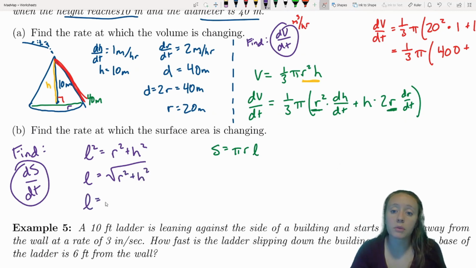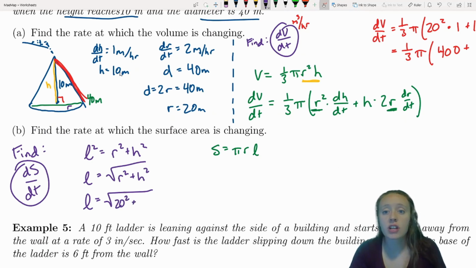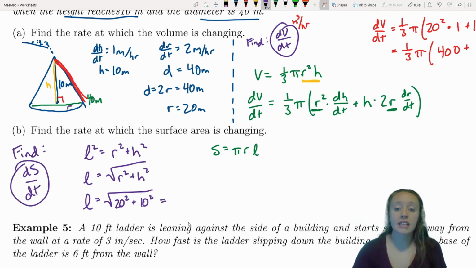So L is going to be equal to the square root of r is 20, so I'm going to have 20 squared, and that's going to be 20 meters squared, plus h is 10, so that's going to be 10 meters squared, and I'm taking the square root of 20 squared plus 10 squared, which is going to leave me with just meters for my label. But now I need to figure this out. 20 squared is 400, plus 10 squared is 100, 400 plus 100, that's going to be the square root of 500, pulling out that greatest perfect square, that's 100, so this is going to be 10 root 5. And that's 10 root 5 meters for my length.